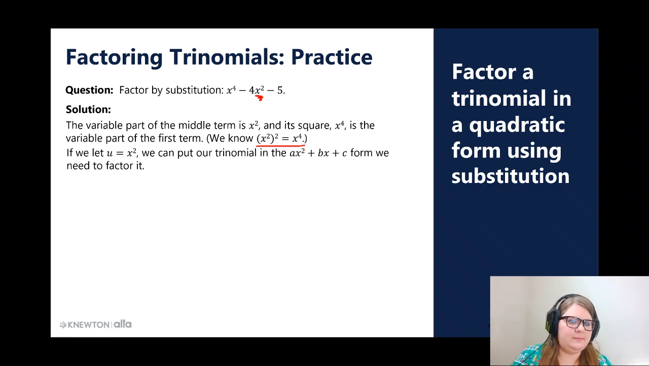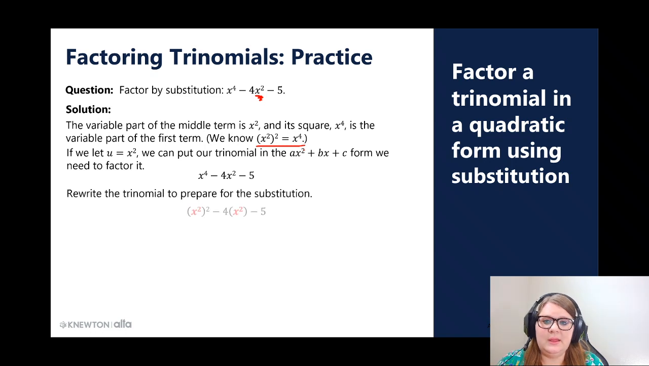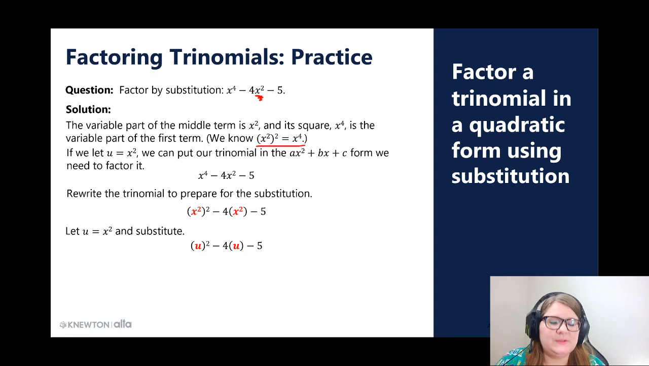Now, I know this sounds complicated, but I promise it's not. We're just trying to simplify to make it something we recognize. So if I replace all x squareds with a u, it's going to become u squared minus 4u minus 5. And now this is something a lot more recognizable. This is what we've been working with, okay? Because then I can factor this. The two numbers that multiply to negative 5 and add to negative 4 are negative 5 and positive 1. So I can write it as u plus 1, u minus 5.